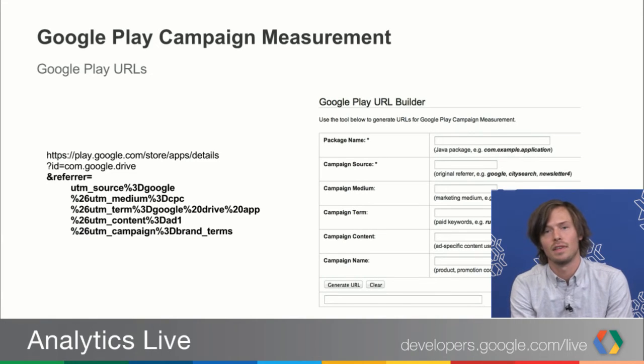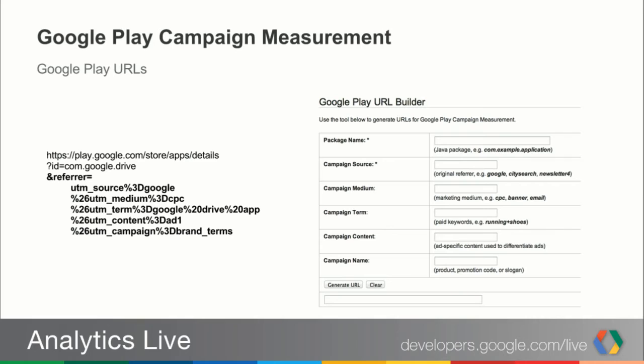And we actually have a tool on the developer site, developers.google.com/analytics. If you go to the campaign dev guide for Android, we have a Google Play URL builder, so you can just pop in your package name, the campaign source, medium, term, content, etc., and we'll generate that URL for you.